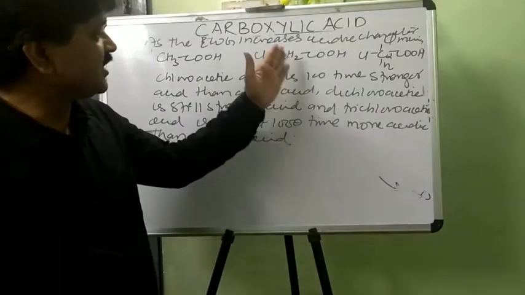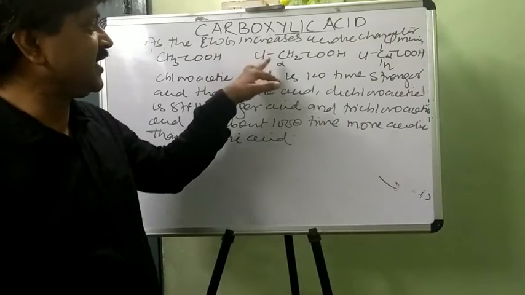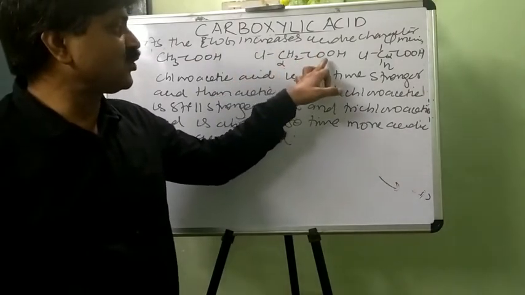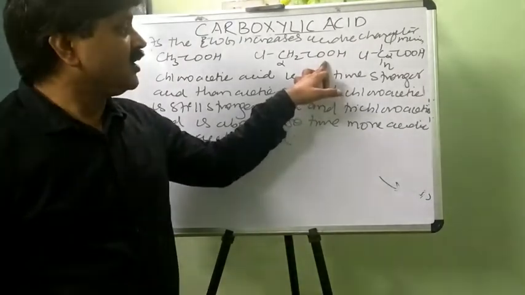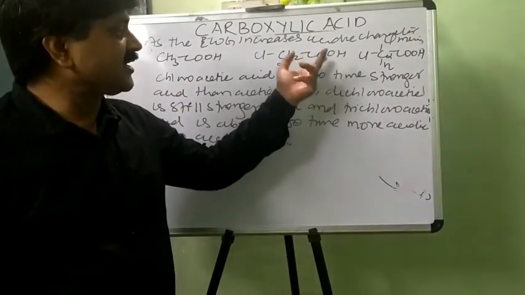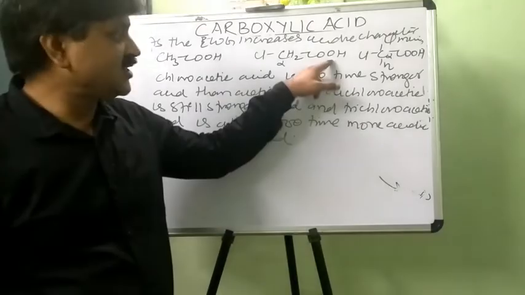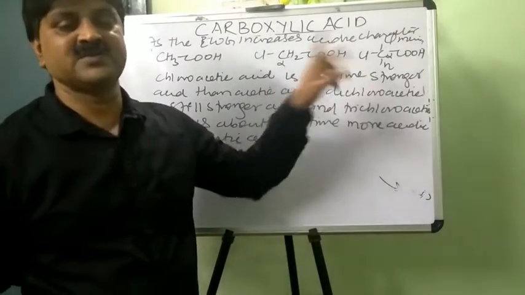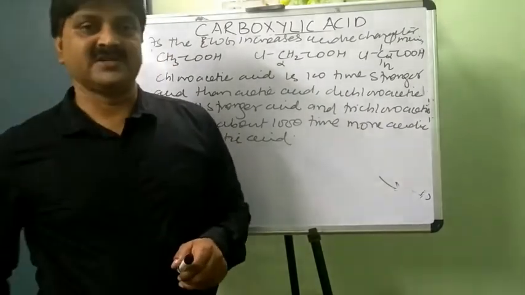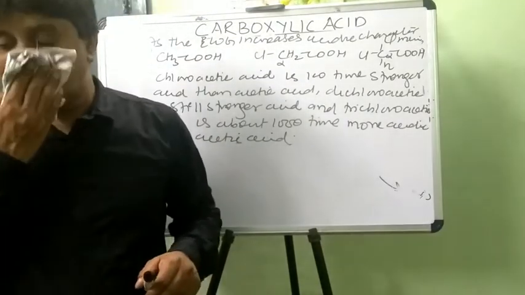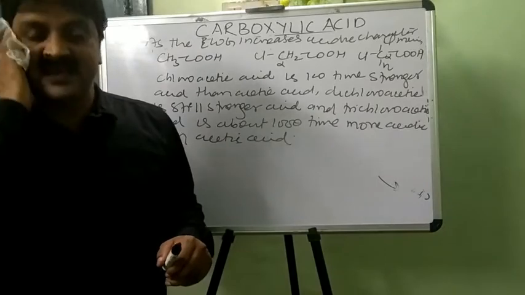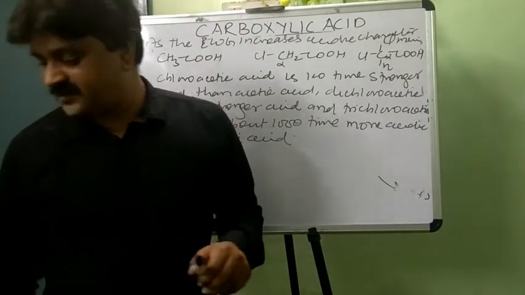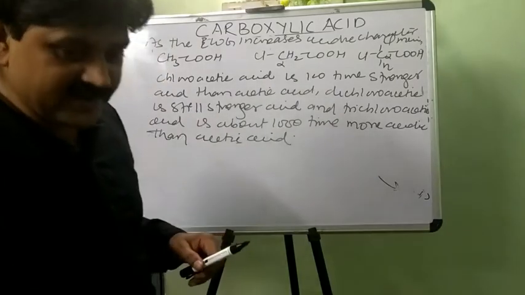Why? Because the electron withdrawing group, the minus I effect, pulls the electron from the alpha carbon, and the alpha carbon cannot release the electron toward the carbonyl carbon. So there is only one way to get the electron, from the OH side, and as the oxygen of OH donates the electron to the carbonyl carbon, it immediately releases H plus. So as the electron withdrawing group increases, the acidic character of the acid also increases. Another factor: the position of the electron withdrawing group.